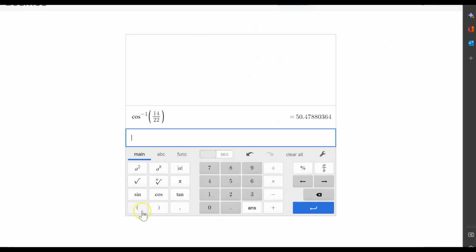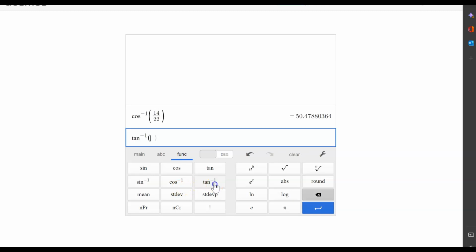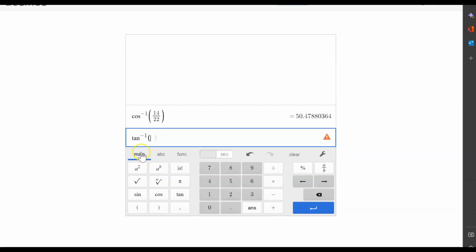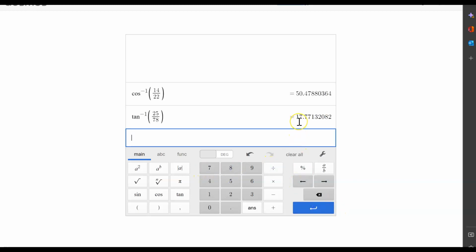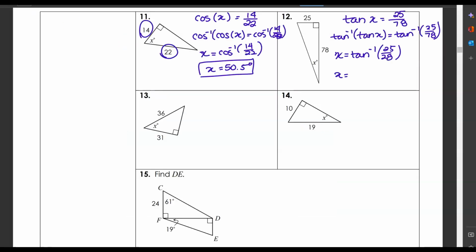So we're going to have functions. We're going to get tan inverse, come back over here to the main. We're going to do 25, and let's divide that by that 78. And so we're left with 17.77, rounded to the nearest tenth. That's going to give us 17.8 degrees. Okay. All right, go ahead and try 13 and 14.